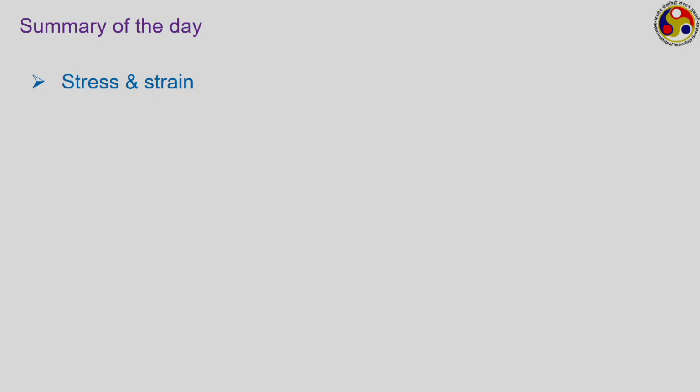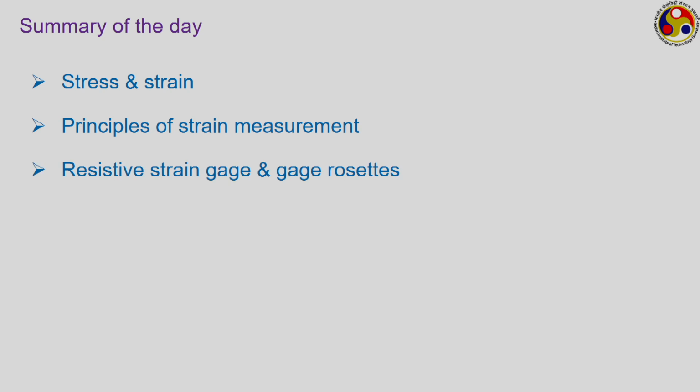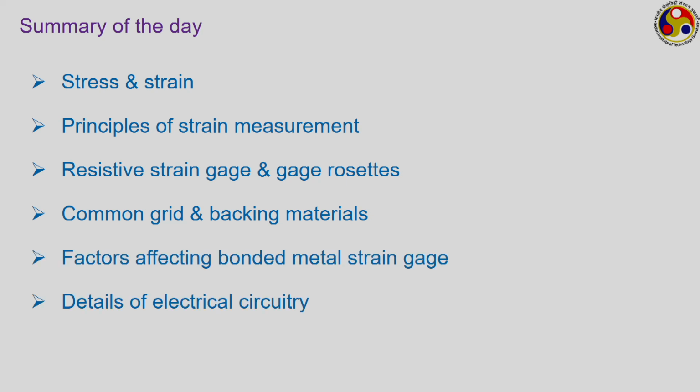So, the summary of the day: we have discussed the stress strain relationship. Starting from there we discussed the principle of strain measurement, and then we focused only on the resistive strain gauges. Then we discussed different kinds of relevant materials, the grid and backing materials. We discussed different factors which can affect the performance of bonded metal strain gauges, and then we have discussed the details of 2 electrical circuits.